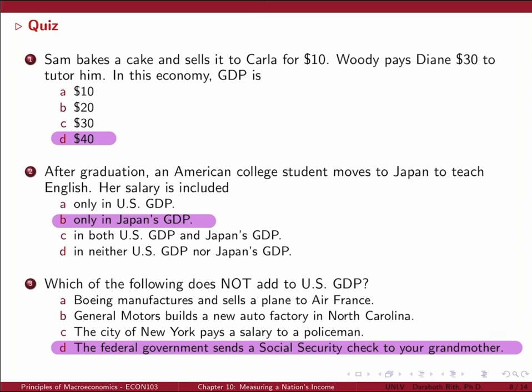D. The federal government sends a social security check to your grandmother. This payment is a transfer payment, and it cannot be included in the GDP because it is not a product of goods and services produced in the economy. So the answer is D.